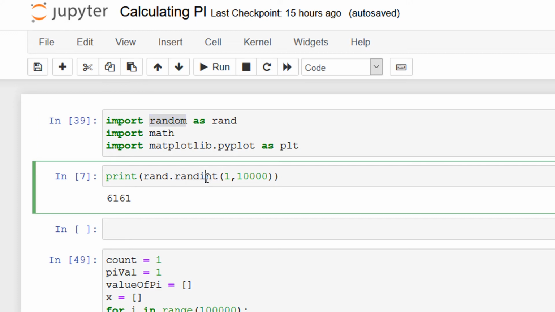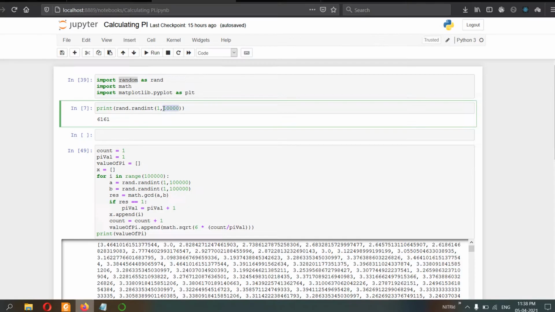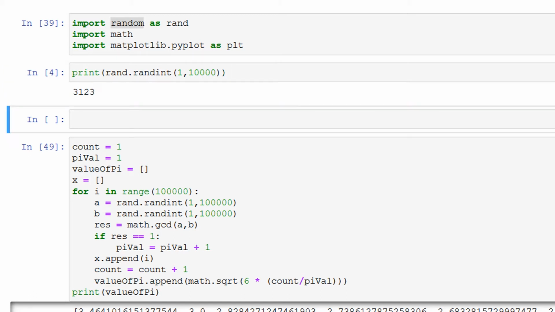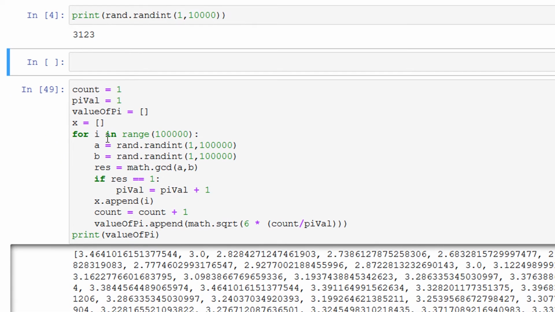Randint is basically a function which generates random integers, and this is the starting and this is the ending. That means we will generate a random number between 1 and 10,000. Let's run it again. See, 3123, this is one of the pseudo random numbers we came up with. Then we will go to the calculation part.